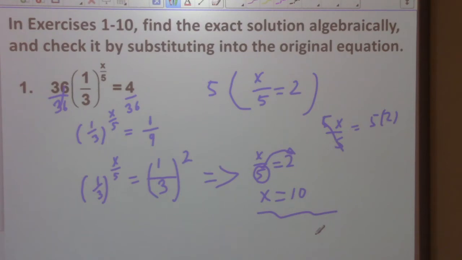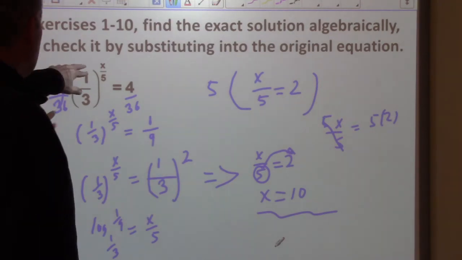Questions on that one? And yes, we could have taken log base 1/3 of 1/9 equals x over 5, and so we could have 5 log base 1/3 of 1/9. That would get us our answer too, right? Are you checking your answer out there? It says check your answer also.